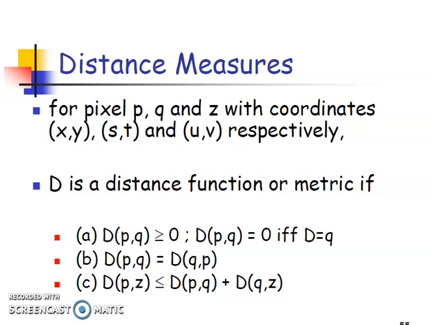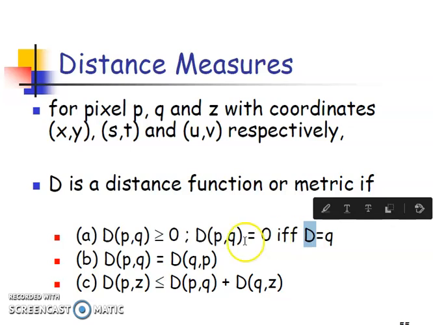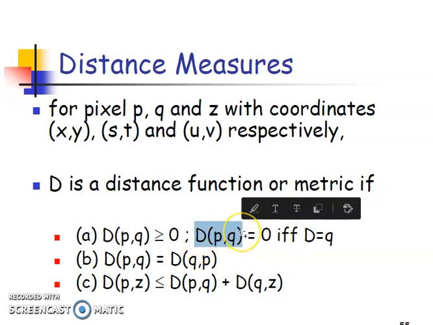So, for pixels P, Q and Z, which have coordinates x,y, s,t and u,v respectively, the distance D is a distance function or metric if three conditions are satisfied. First, D of PQ, that means the distance between P and Q, should be greater than or equal to 0, and if P is equal to Q, then the distance between P and Q pixel is equal to 0.